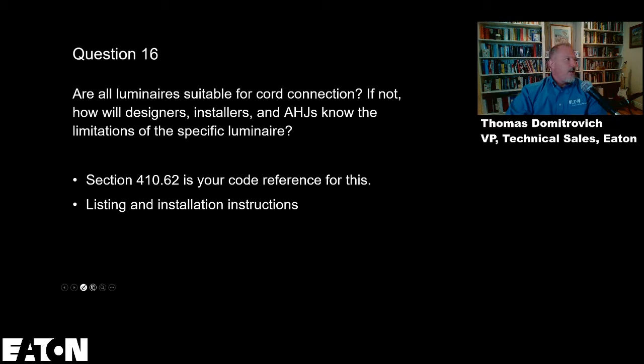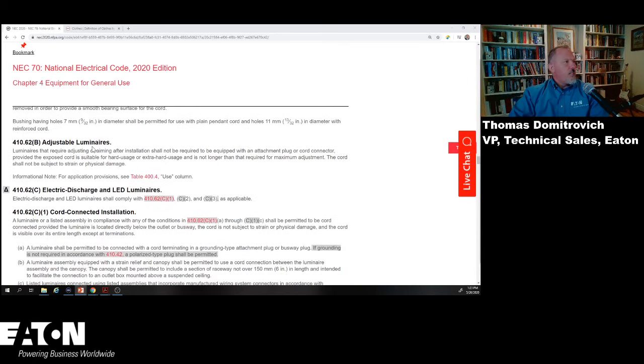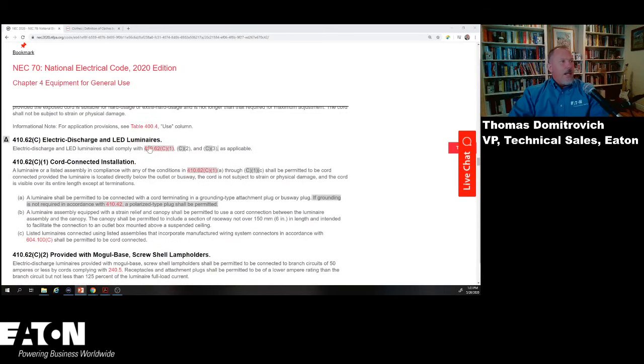410.62 covers cord-connected lampholders and luminaires. 410.62(A) talks about lampholders, where metal lampholders are attached to a flexible cord. The inlet shall be equipped with an insulating bushing that, if threaded, is not smaller than 1/8 trade size pipe size, 3/8 pipe size. So there are requirements in 410.62 that deal with adjustable luminaires, and then LED luminaires.